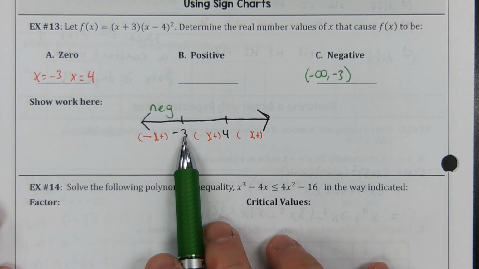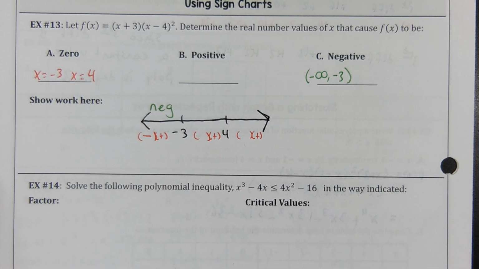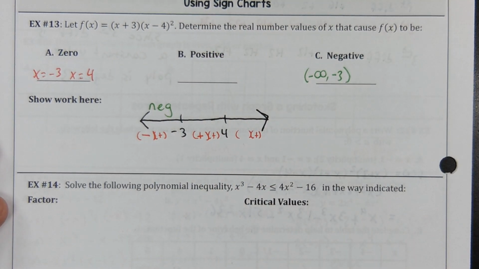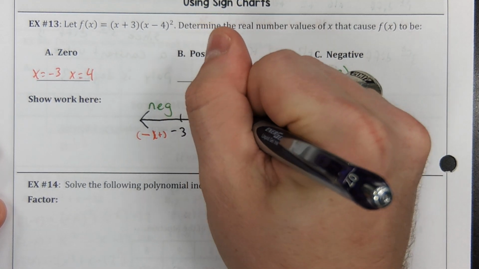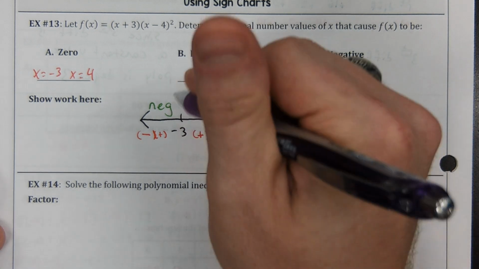Next zone happens to have my very favorite test number. Between -3 and 4, somewhere in there you're going to find the number 0. I love testing 0 because it's easy. 0 plus 3 is positive. The product of two positive numbers will always give you a positive result. So between -3 and 4, I have positive y values. Between x equals -3 and x equals +4, my graph is above the x-axis.